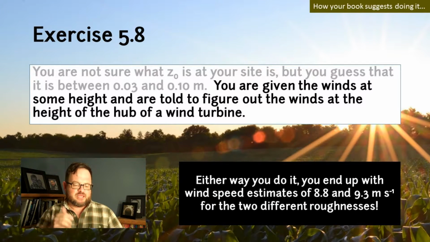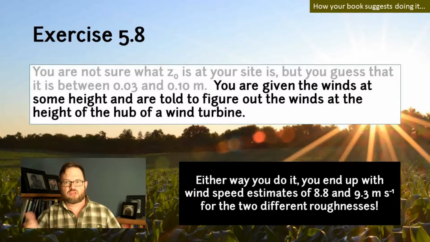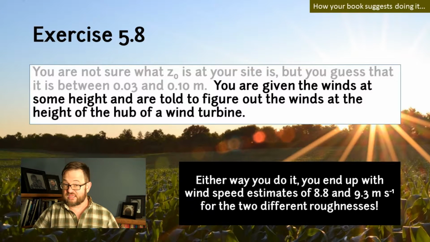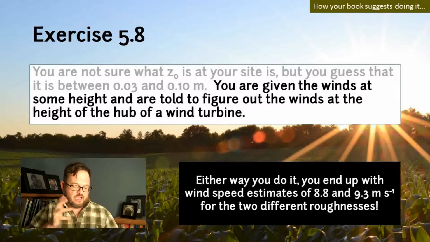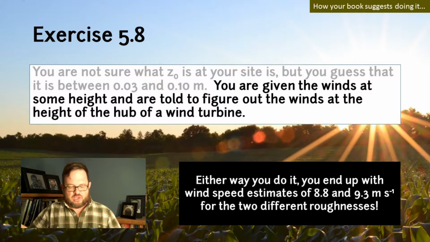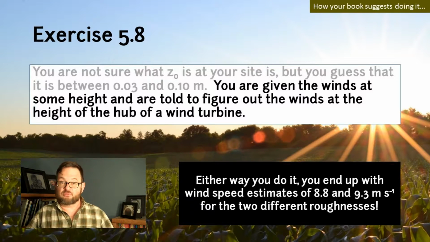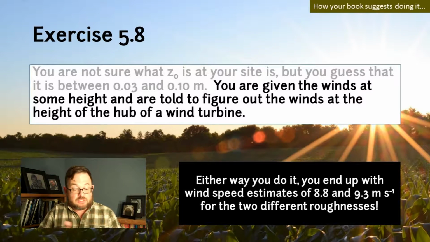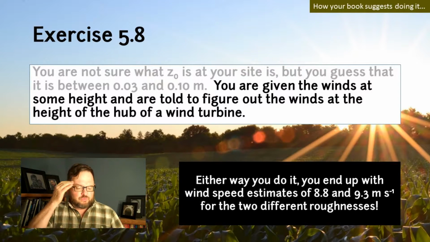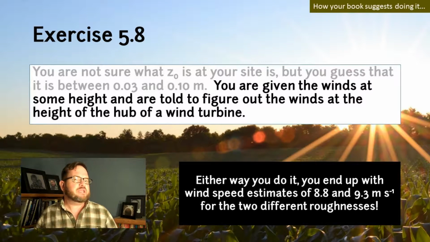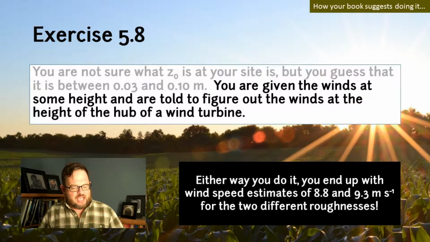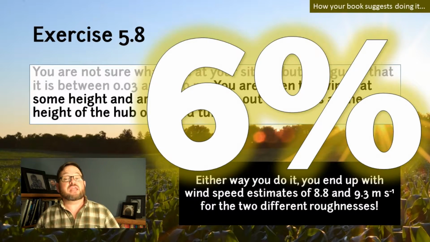You end up with wind speed estimates associated with your high and low estimates of the aerodynamic roughness length at the turbine's height of 8.8 meters per second and 9.3 meters per second, which, hey, is a fairly narrow range of wind speeds. It sounds like, well, I guess we didn't really need to be so worried about our roughness length value, except, actually, that's not so small of a range of wind speeds. I mean, that works out to a 6% range.